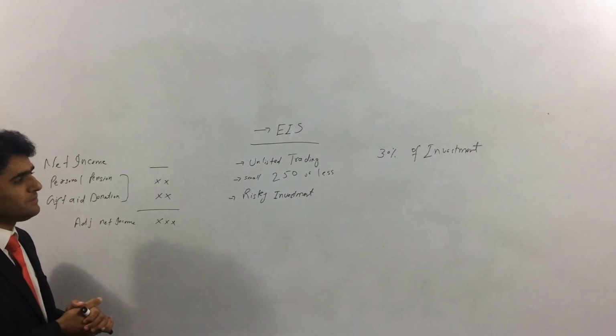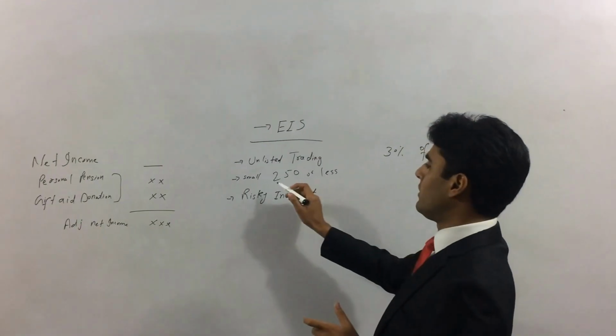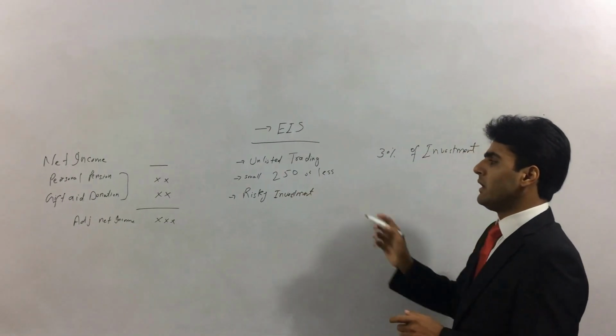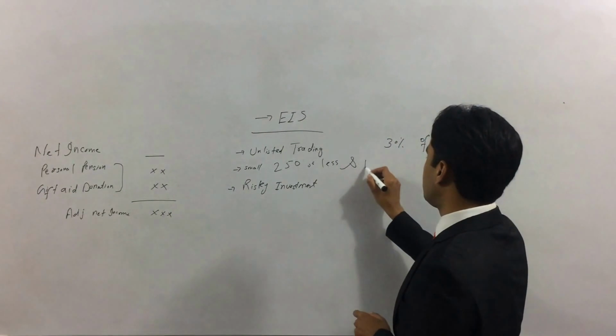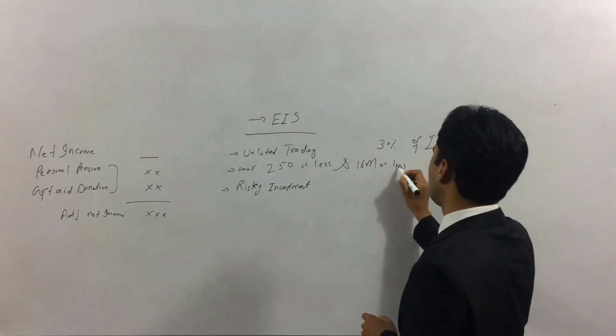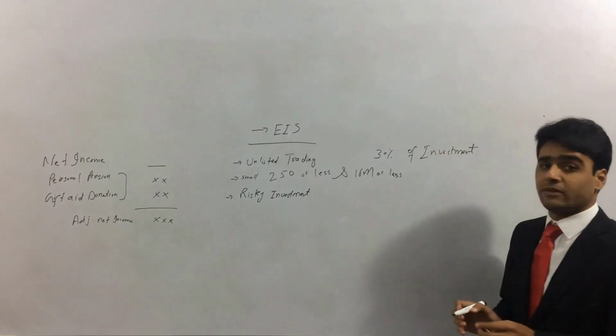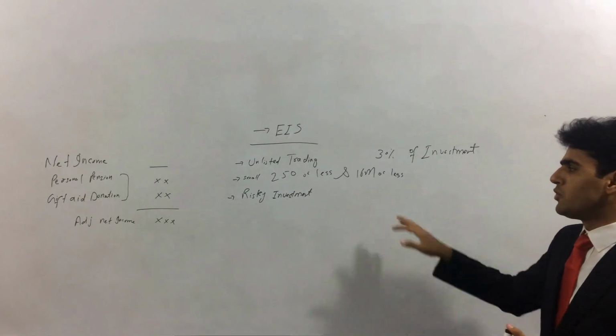Right? Another thing about this is, although it is a small company, one hint is that it has 250 or fewer employees, and it has 16 million or less in gross assets. 16 million or less than that are its gross assets. So there will be two indications.